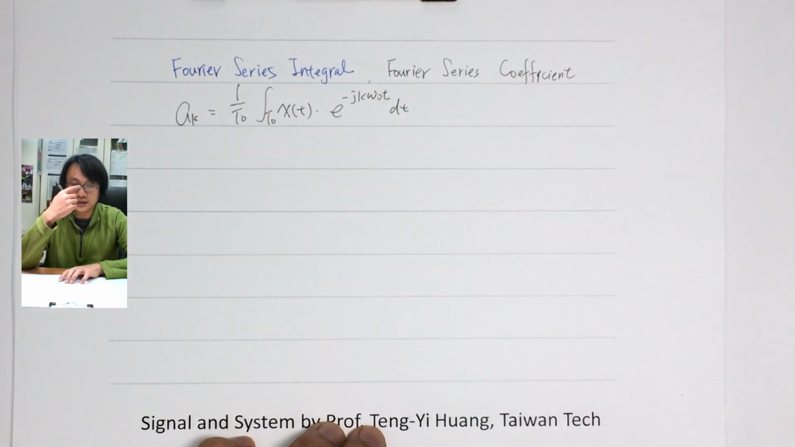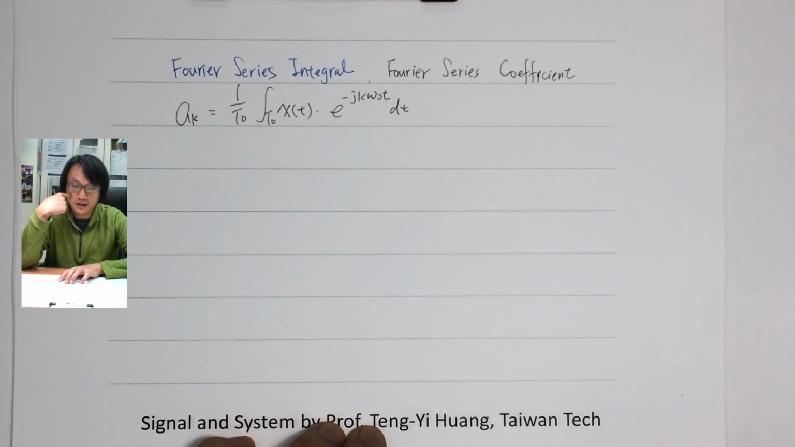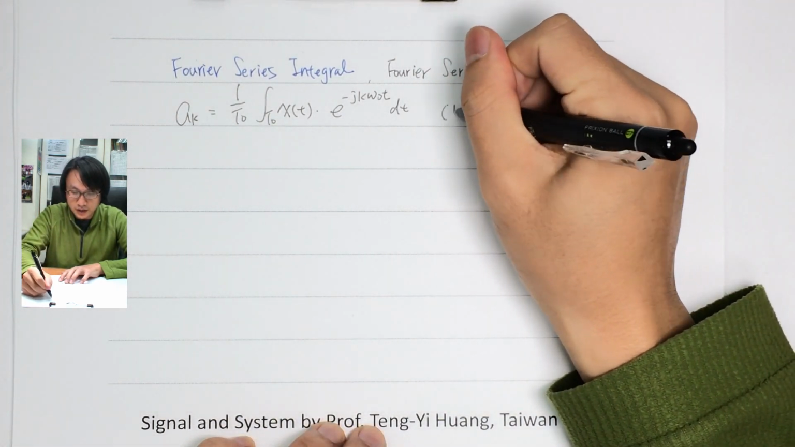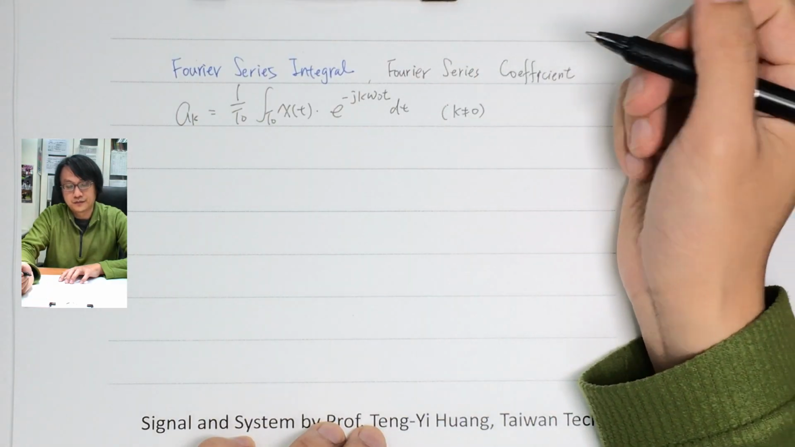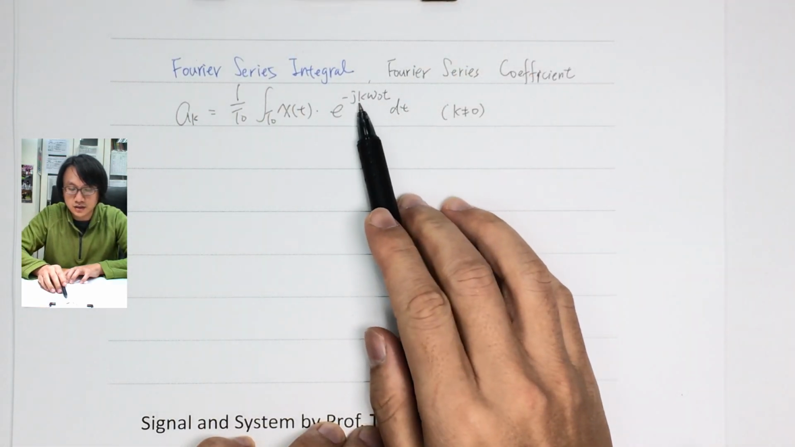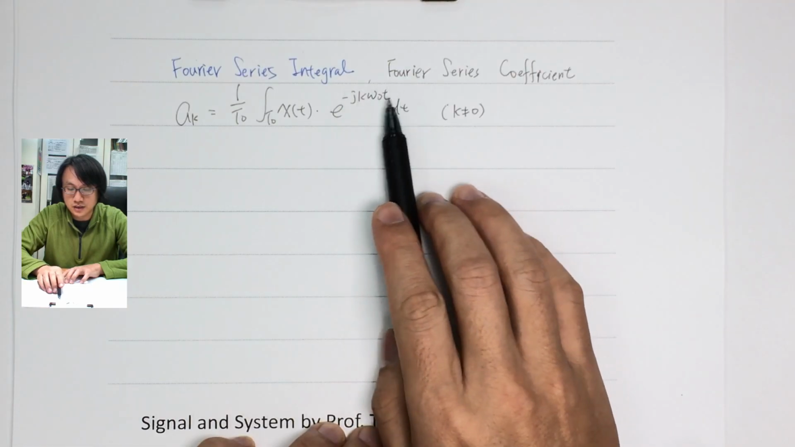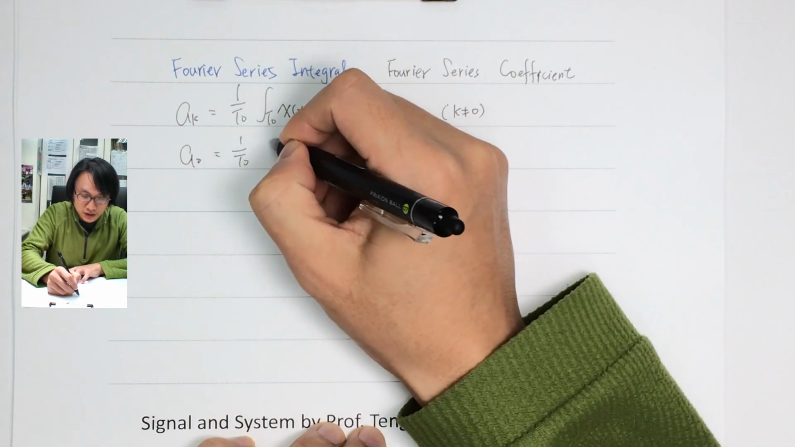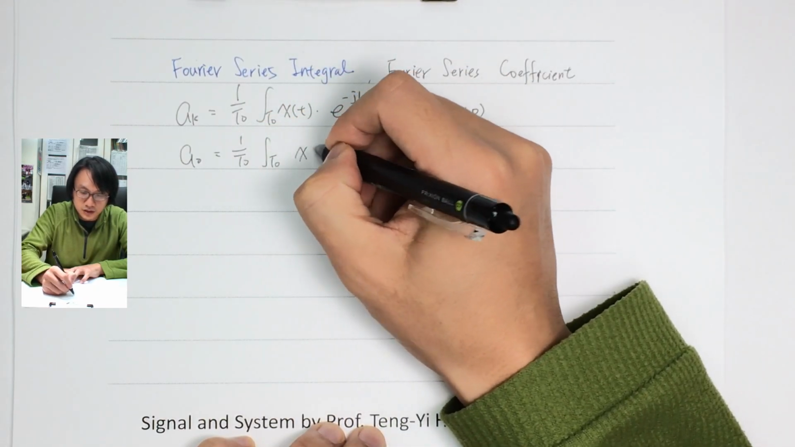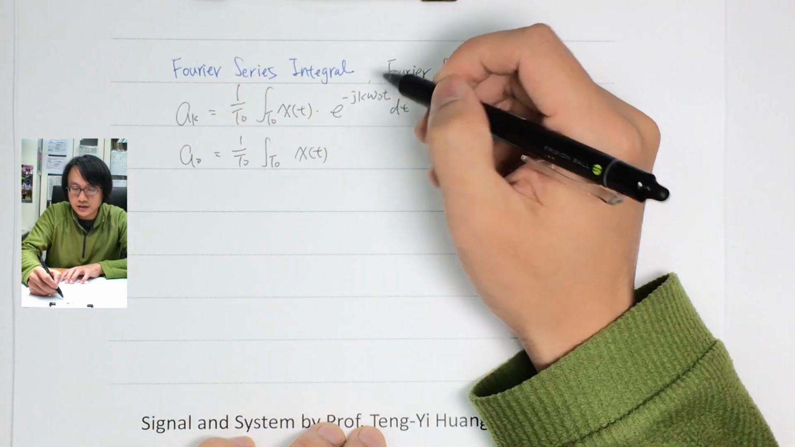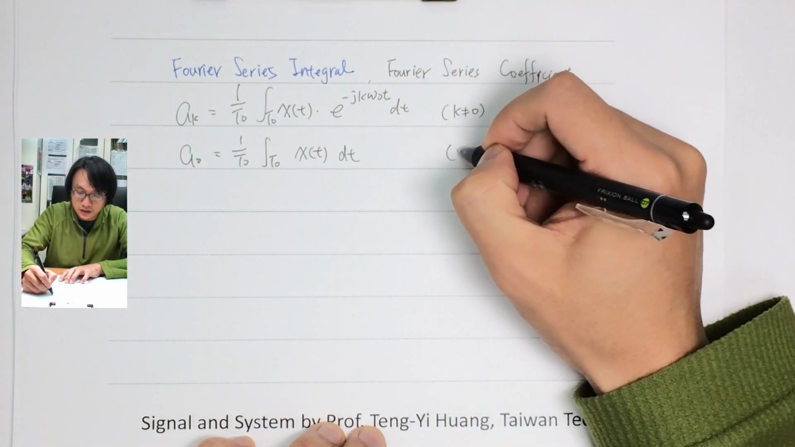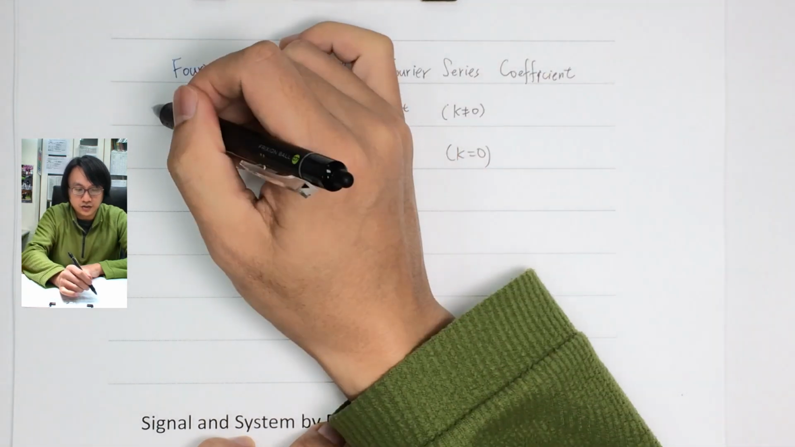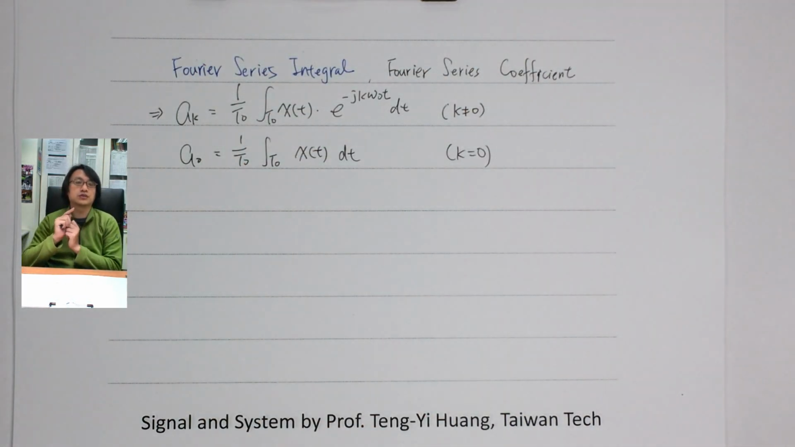You should really view this formula in two parts. This is the case where k not equal to 0. If k equals 0, you can plug k equals 0 in. This term becomes 1, so a0 equals 1 over T0 times the integral over one period. That's k equals 0 plugged in. So this is the k equals 0 case. It's still one formula, it's just that when computing it, you need to be careful and treat k equals 0 and k not equal to 0 separately.